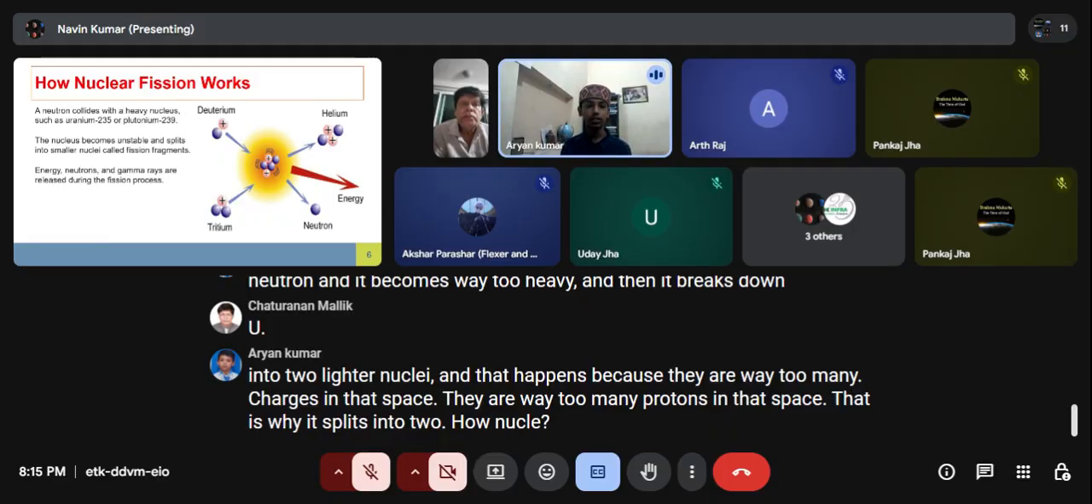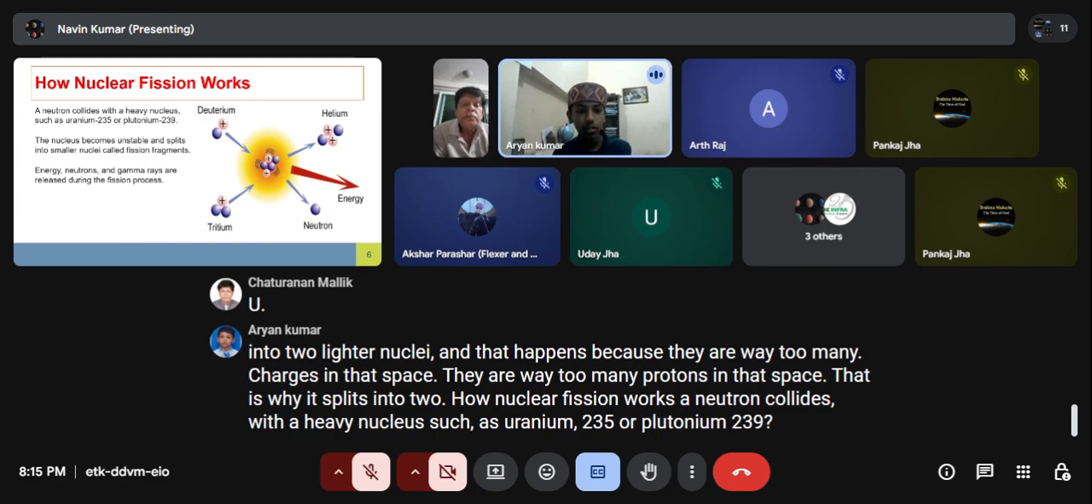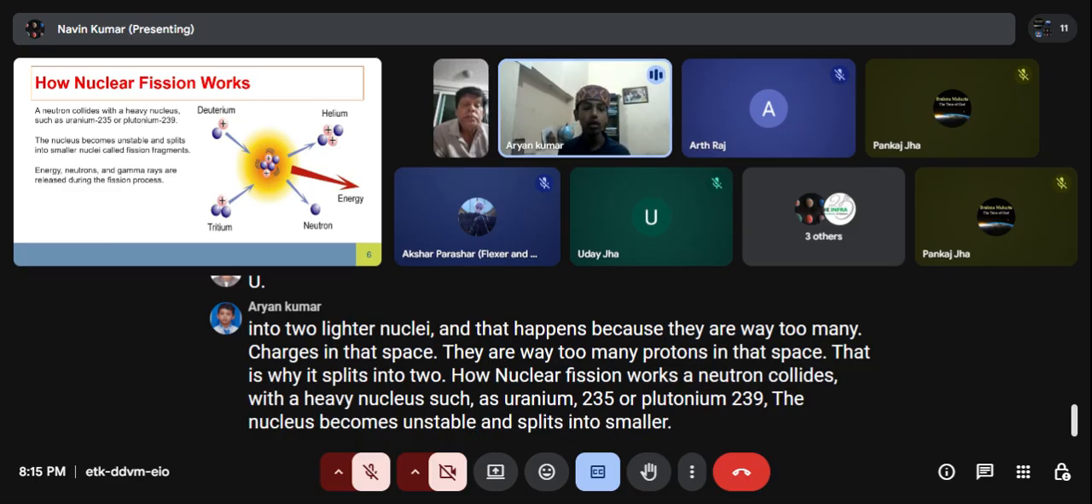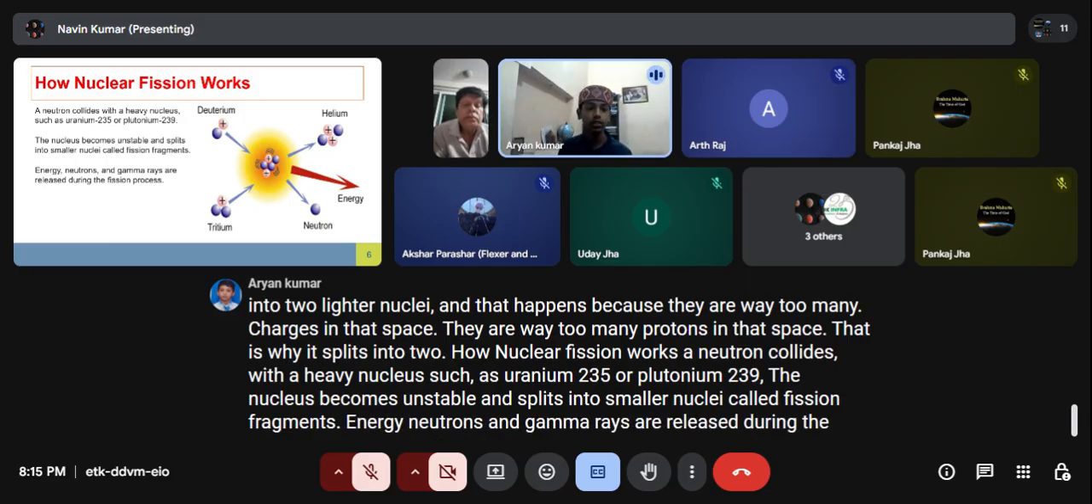How nuclear fission works. A neutron collides with a heavy nucleus, such as uranium-235 or plutonium-239. The nucleus becomes unstable and splits into smaller nuclei called fission fragments. Energy, neutrons, and gamma rays are released during the fission process.